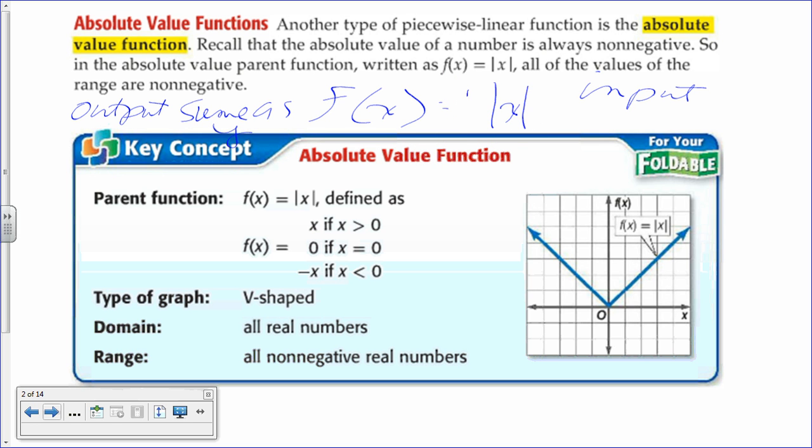Also, if it's positive in front, my graph is going to face up. If it's negative in front, it's going to face where? Down. All right? If it faces up, the vertex is called what? It's called a minimum. Write that down. You're going to need to know that for algebra 2.